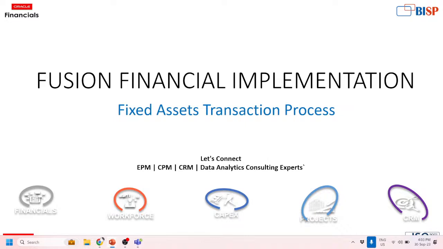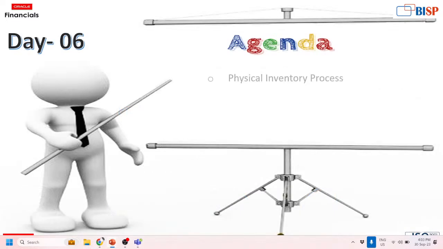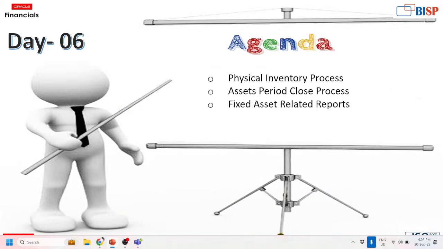So let's move to the webinar agenda. In day 6, the concluding session of this webinar, we will go through the physical inventory process. Then we will go through the period closure process of asset, and in the last we will go through the fixed asset related reports, the seeded reports you can view from the ESS page. So this is today's agenda.